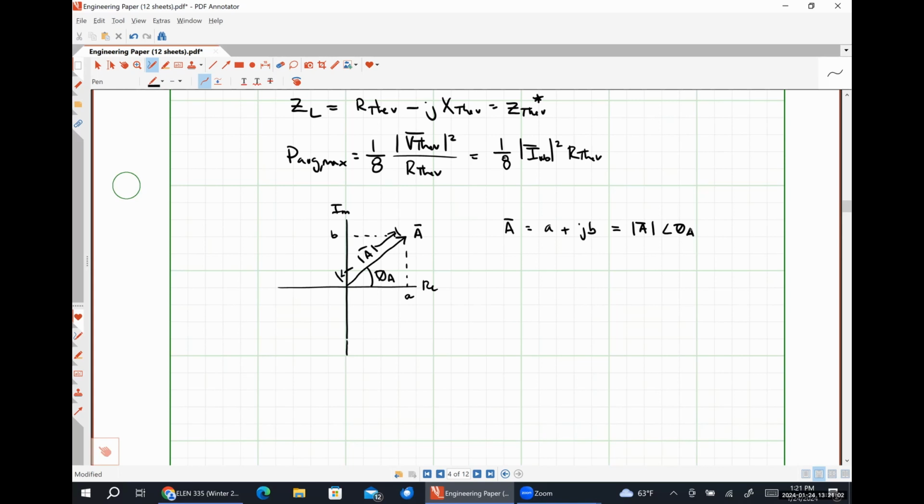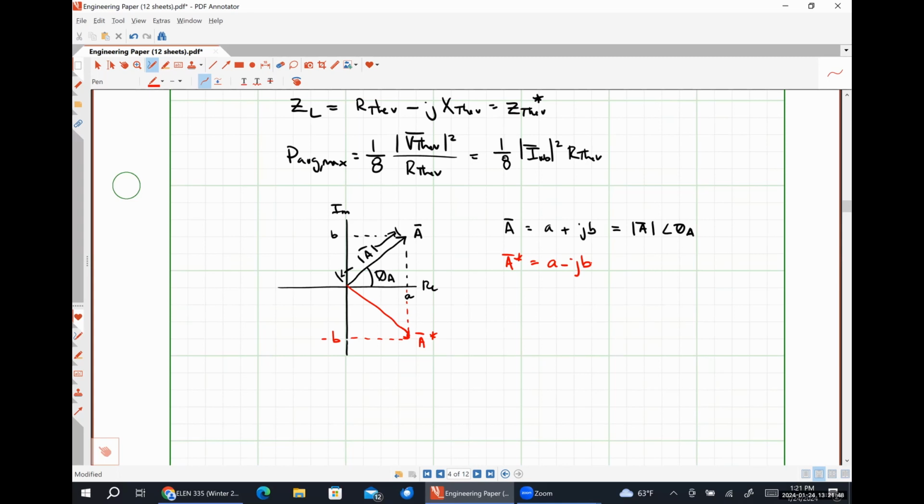Okay. The complex conjugate of A is literally just taking complex number A and flipping it over the horizontal axis. So A conjugate would be this guy down here. Notice that the projection of that onto the real axis is still just a, but the projection onto the imaginary axis is negative b. So A conjugate is just a minus jb.